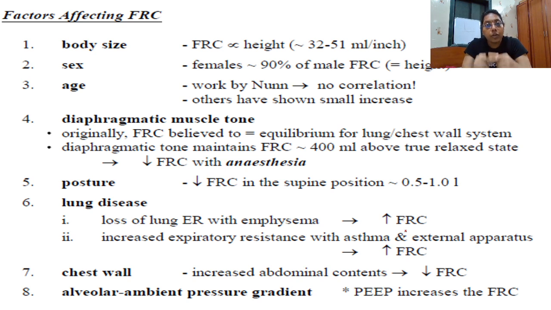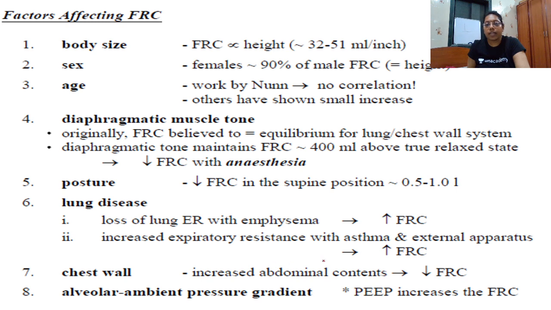Second important point in obstructive lung diseases is there is obstruction in the air flow outside. So what is happening is air is getting trapped into the alveoli, which increases the FRC. On the other hand, increased expiratory resistance with asthma and external apparatus will also increase FRC.